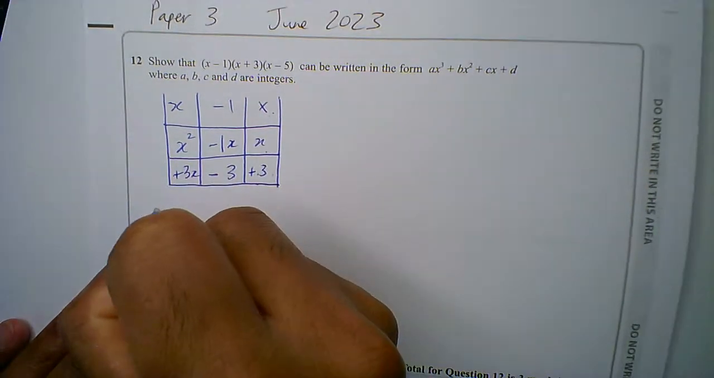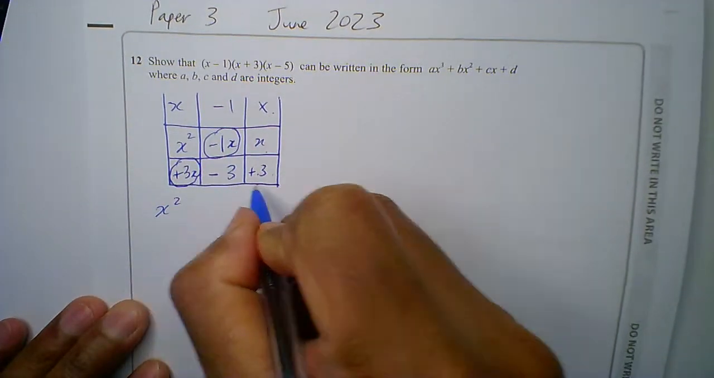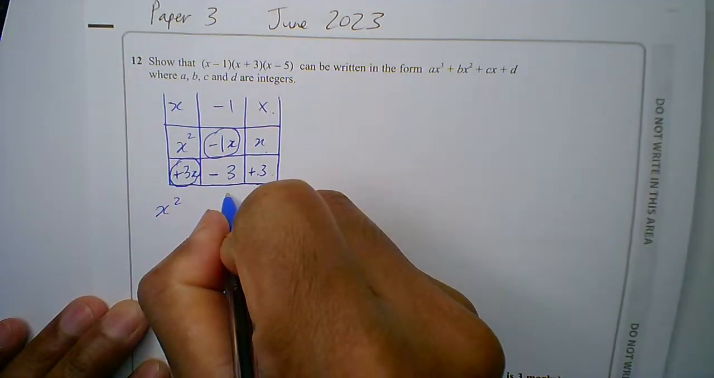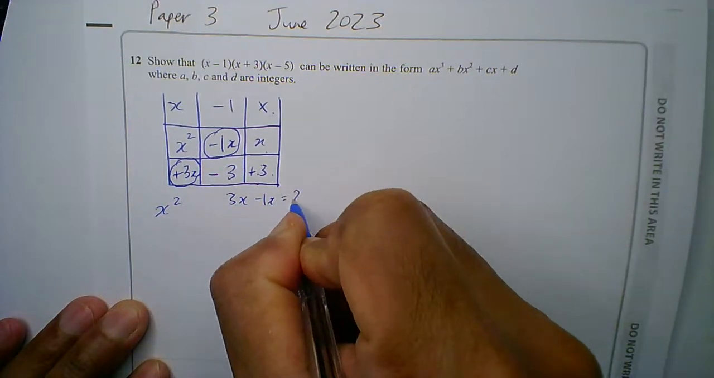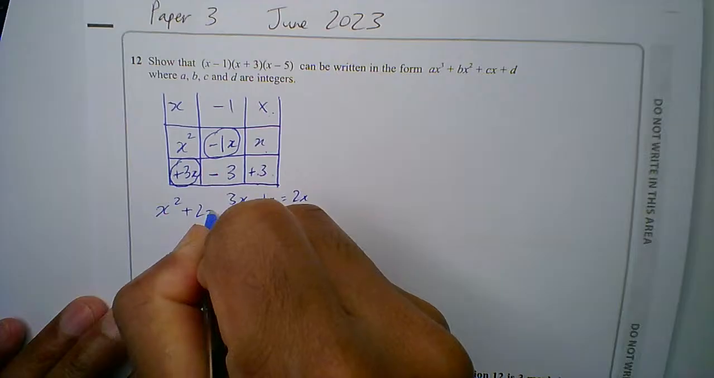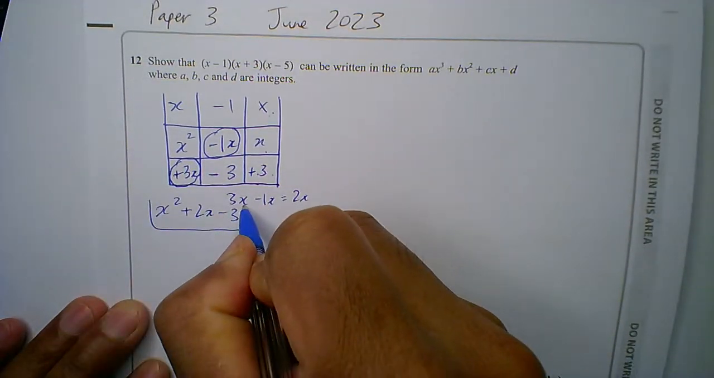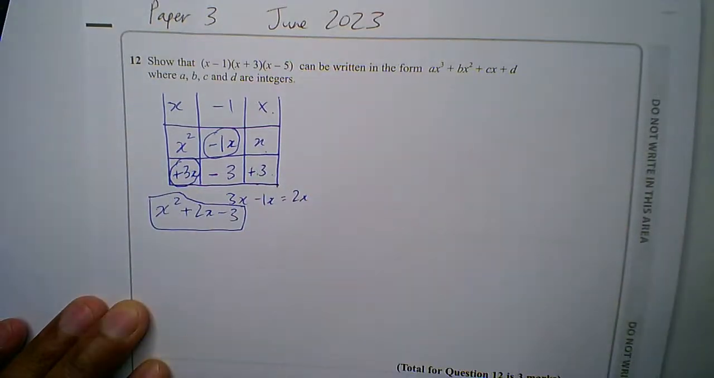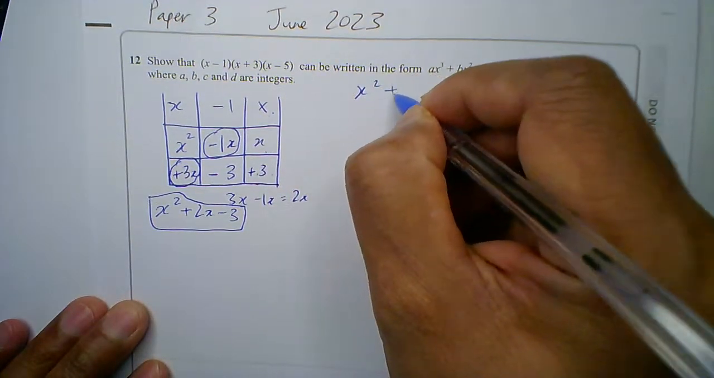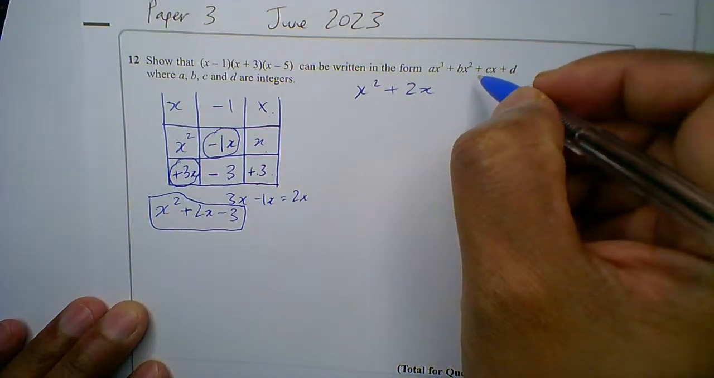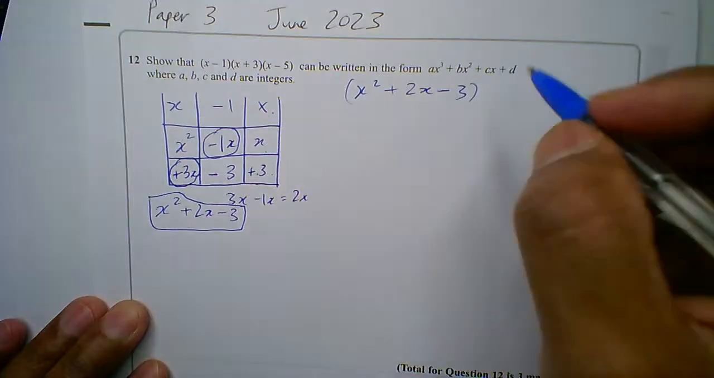So this is now x squared. This is 3x and minus 1x. So 3x minus 1x gives me 2x. So this is plus 2x. And then you've got minus 3 there. Now I take my answer, x squared plus 2x minus 3, times it with my third bracket, x minus 5.